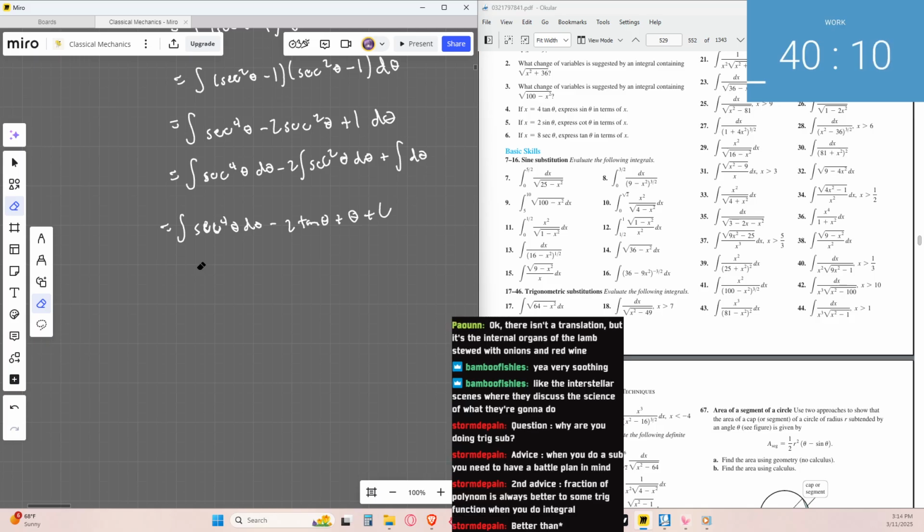Second advice, fraction of a polynomial is always better than some trig function when you do the integral. Oh, okay.